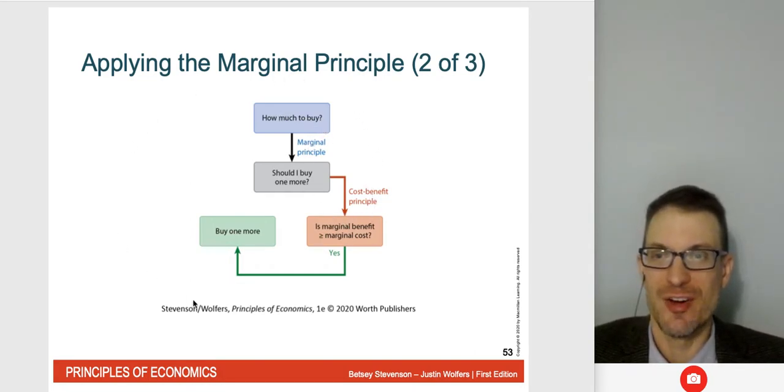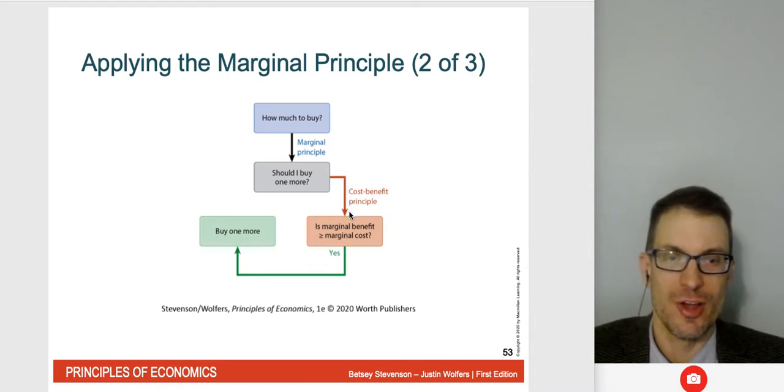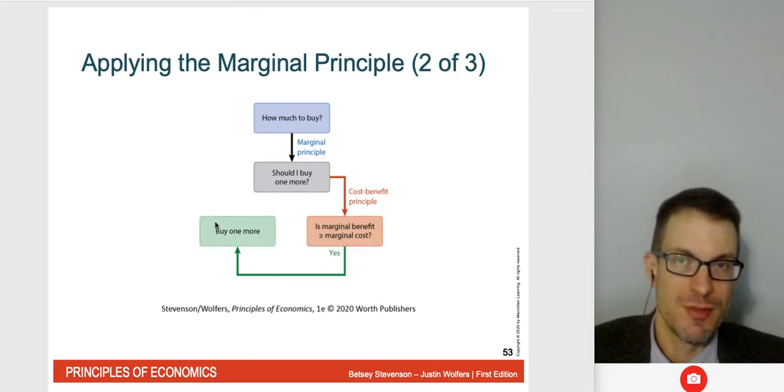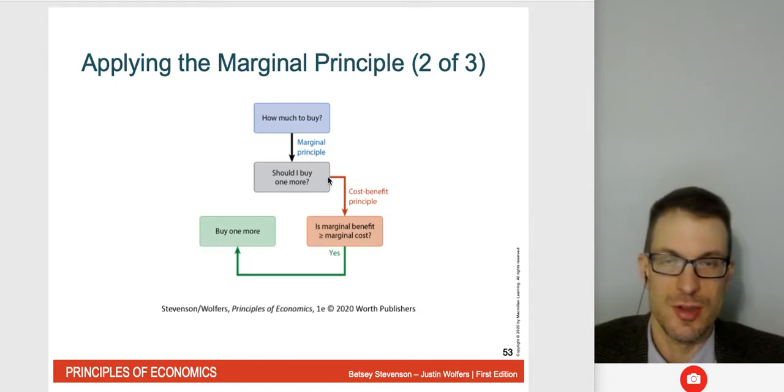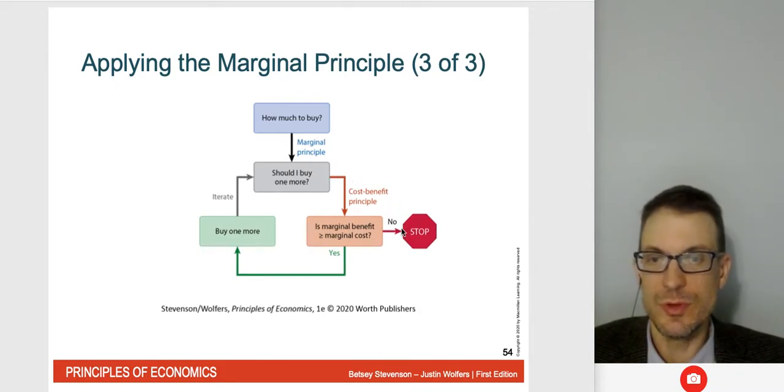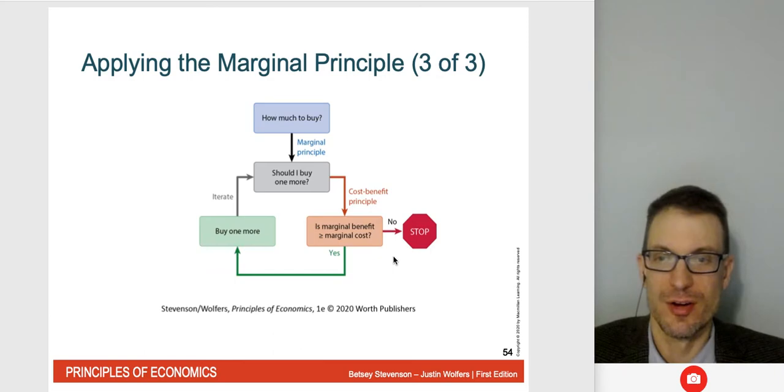So this is the diagram that Justin likes to use to teach this. Okay, how much to buy? Let's apply the marginal principle by recasting this as asking, should I buy one more? This then allows me to apply the cost-benefit principle by looking to see, specifically, is the marginal benefit bigger than the marginal cost? If so, then I buy one more. If not, then you'd stop. Right, and that's what this is showing right here.